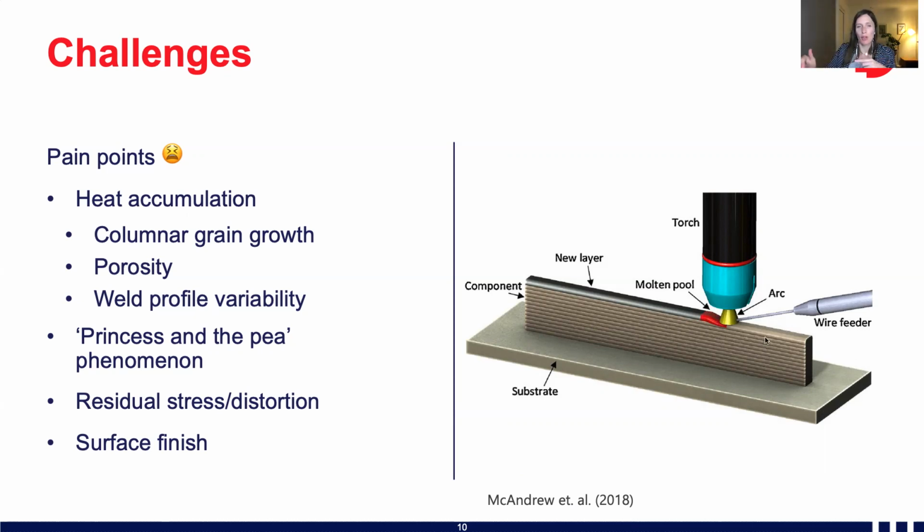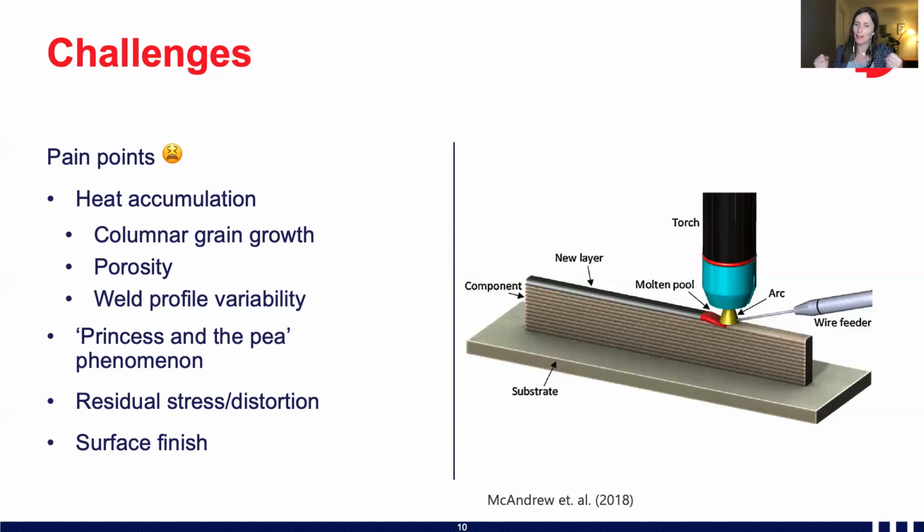As you keep going up and up and up, you get a repeated application of a thermal source. So if you take, for example, this one part here, it is going to be subjected to a number of different applications of heat. This can be pretty problematic when it comes to your microstructure. You can get some columnar grain growth. It's very common with WAAM. And columnar grain growth tends to lead to a general reduction of properties, and tends to lead to anisotropy.